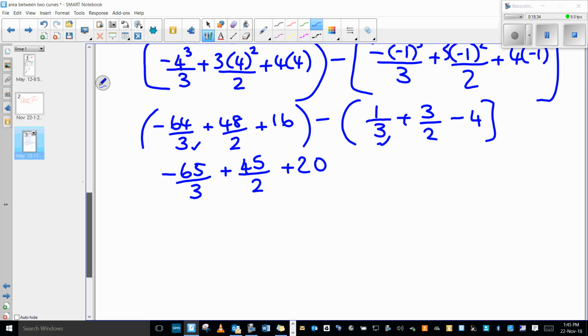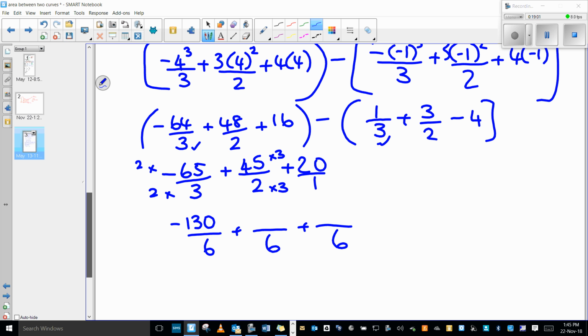Right, we need to join these together now. Times 2, times 2, times 6. This has got a denominator of 1, so we're going to make them all 6s. So these have got to be multiplied by 2, which gives us negative 130. Lots of mental maths going on here. This one's got to be multiplied by 3. What's that? Hopefully you do that in your head.